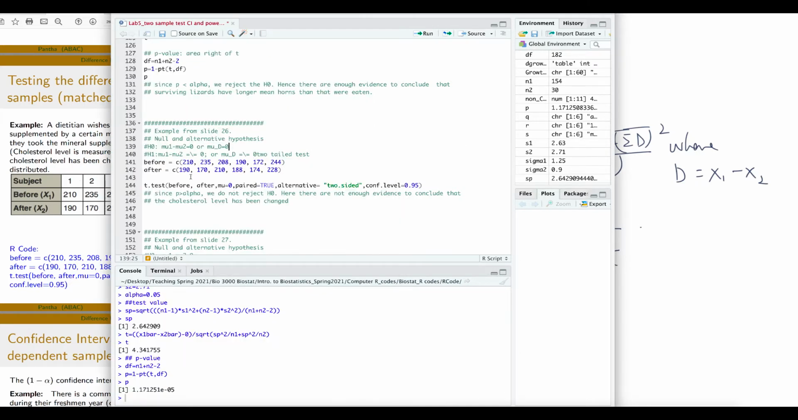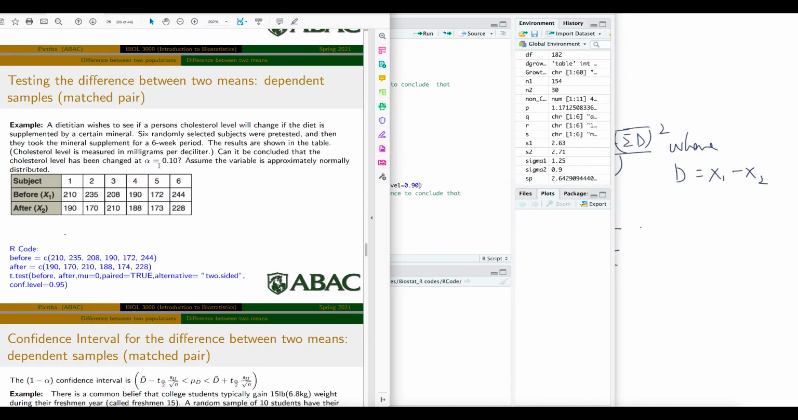So this is the two-tailed test. I copied the before data here, the after data here. You don't need the subject numbers. And then t.test before, comma, after, comma, mu equals 0, because mu d equals 0, and paired equals true, because this is the paired test. They are taken from the same subjects. This is from the same person. These two are from the next person, and these two from the next person as well. And alternative is two-sided. Confidence level is 0.90, not 0.95, because alpha is given as 0.10.